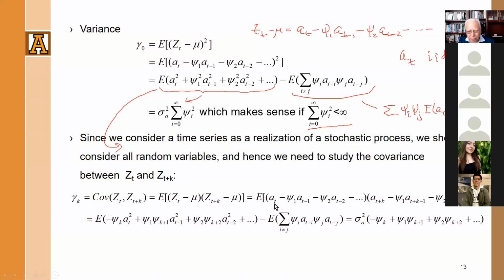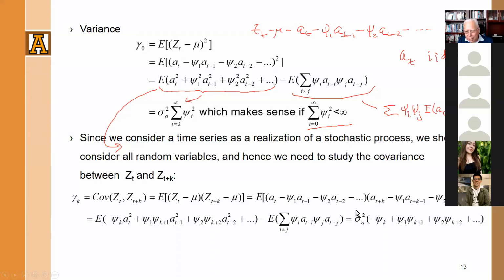Because notice when I multiply AT times all these terms, I have AT times AT plus K minus psi 1 AT plus K minus 1 minus psi 2 AT plus K minus 3 and so on, okay? Now, when K is equal to 0, the only term that's common is this AT, and here it will be AT squared, right? When K is equal to 0.